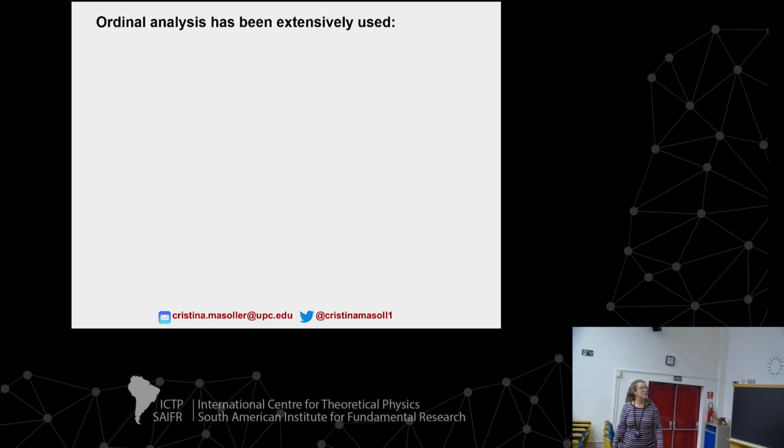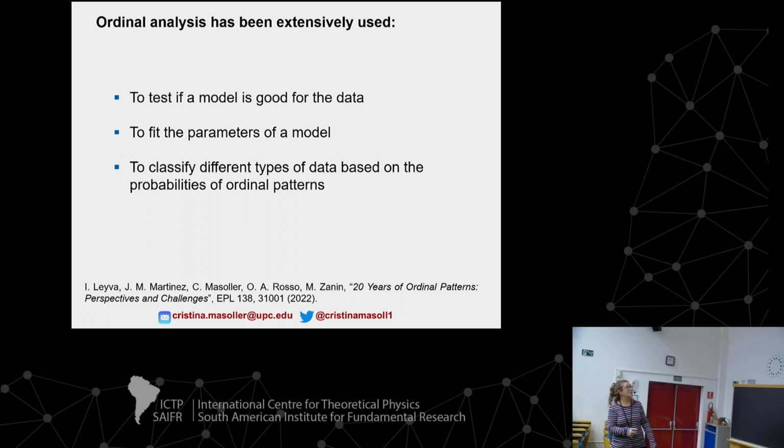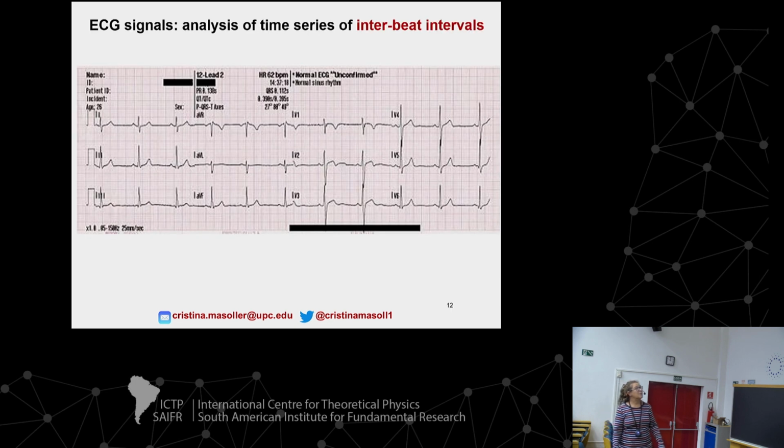Okay, so this method has been used in particular to test if a model is good for some data. And that's an example I will give you. To fit the parameters, assuming you know the model, you can find parameters that give you the same distribution of probabilities, or as similar as possible. And also to classify different types of data without using any model, just based on the probabilities. So let me give you an example first on ECG signals.